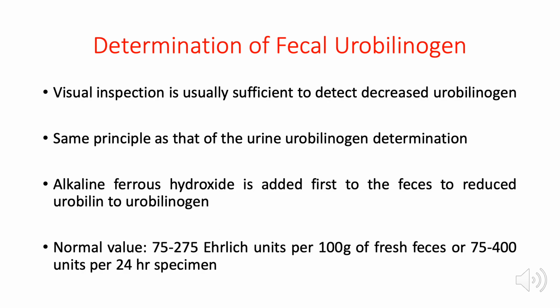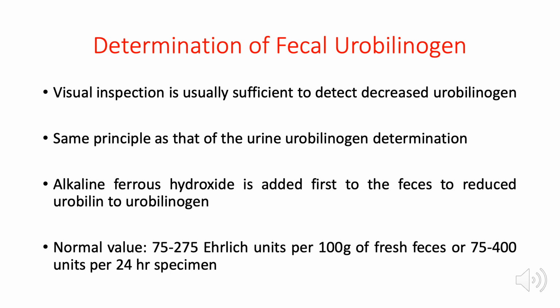We do not usually perform determination of fecal urobilinogen in the laboratory because we can already do visual inspection. If the stool appears to be acholic or clay-colored, that will already give us an idea that the patient has no urobilinogen or urobilin in his or her stool sample. But if you really want to test whether the stool sample of the patient has urobilinogen because you want to establish the diagnosis of bile duct obstruction, then you can also utilize the same chemical reaction that we used in the determination of urine urobilinogen.